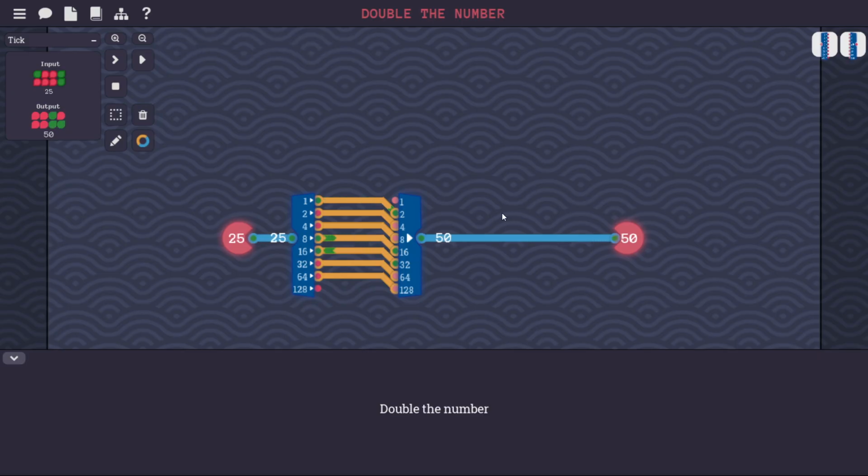Yeah, it took me a bit of time, but I really don't know why it works, so you can leave a comment on why this works. But this is a circuit to double the number.